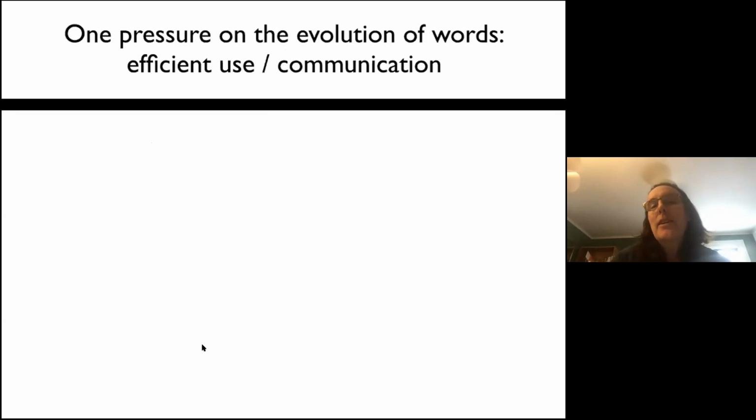Okay, so that would mean that the things that I say the most should be shorter, and the things that I say the least could be longer to make that code optimal in some way. Okay, and so frequent words should be short is his idea. That's the Zipf idea. Okay, and it's true.